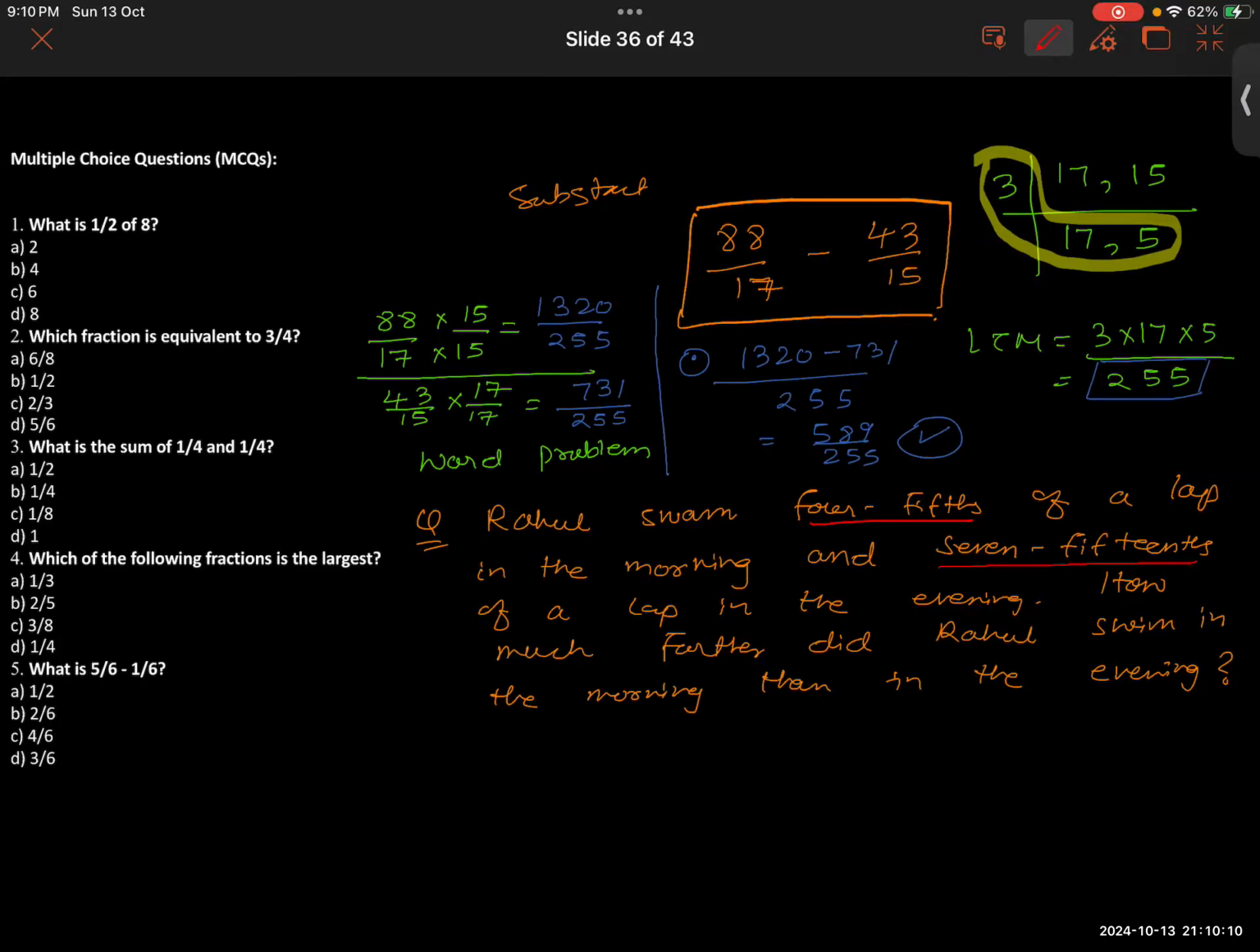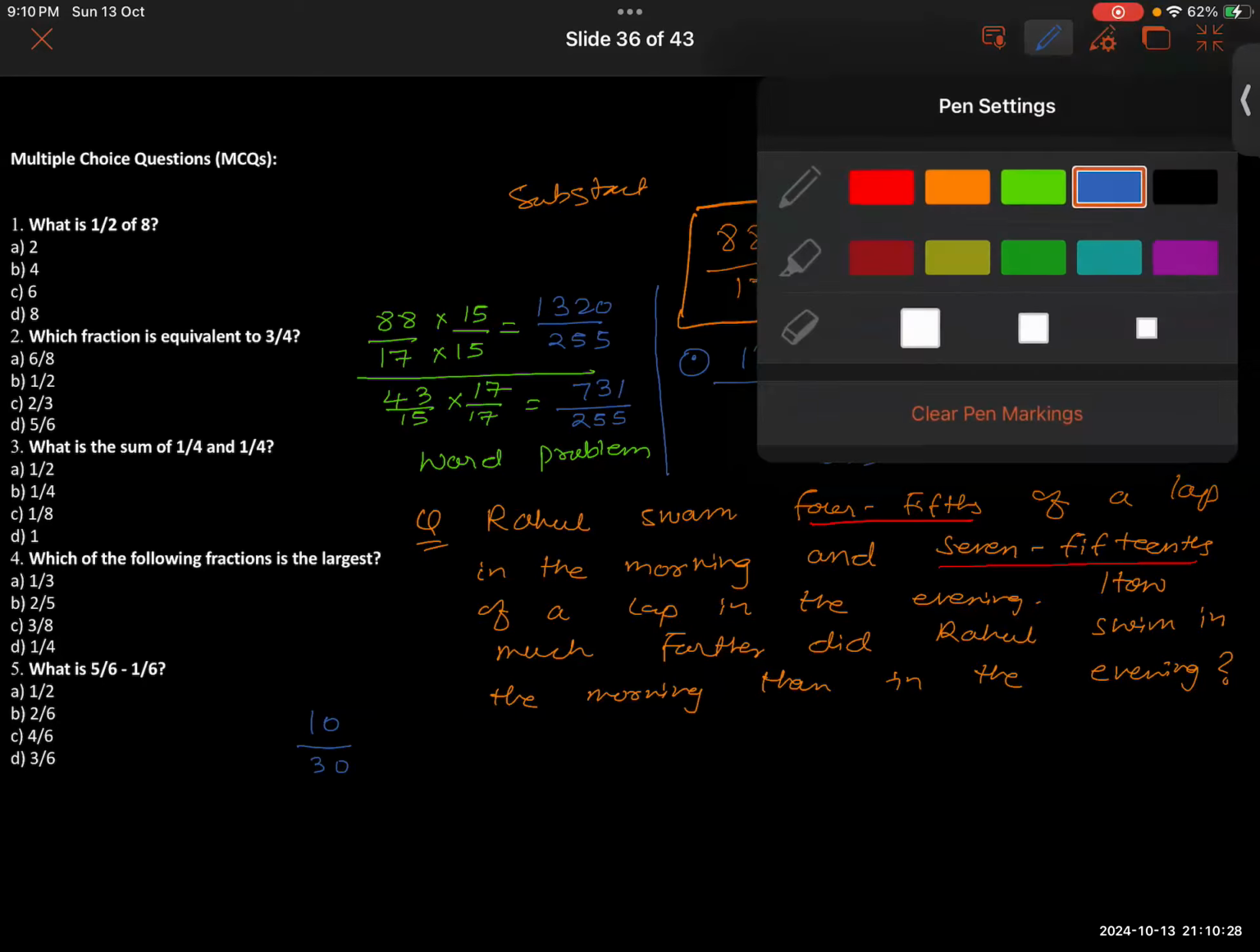Got it? Okay, what is the answer? 10 upon 30. Repeat again. 10 upon 30. No, I don't think it is correct. First of all, Habib, look at the given fractions here.